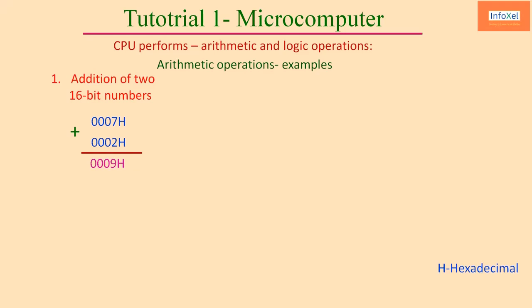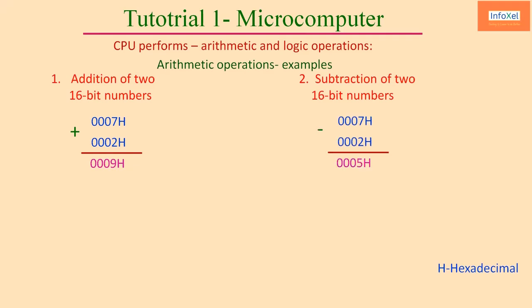We'll next move on to the second example of arithmetic operation, subtraction. Subtraction of two 16-bit numbers. The same two numbers I will consider, 0007 minus 0002. The result is 0005. We will see the demonstration of this operation now.